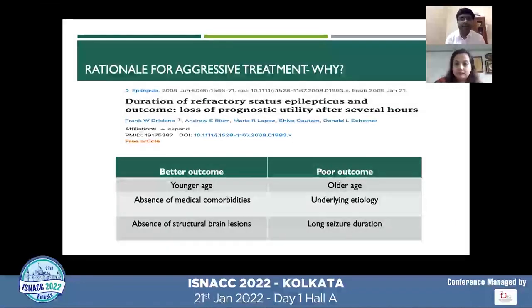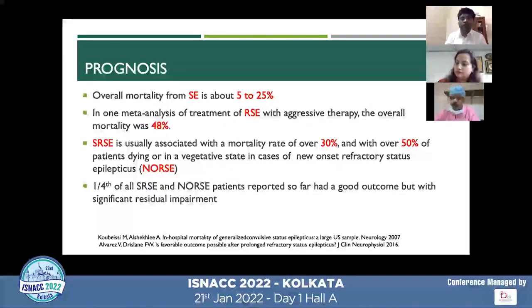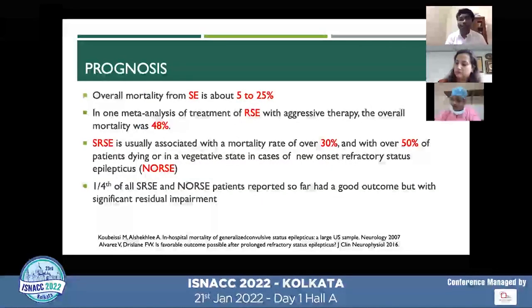One of the studies, conducted by Tristan et al. in 2009, found that there is a better outcome in younger patients who have an absence of any medical comorbidities, absence of structural brain lesions, and a seizure duration of less than 10 hours, that is, a short duration, as opposed to the poor outcome which has been found in older patients who have an underlying etiology and a longer seizure duration. So when you come to the prognosis, the overall mortality with status epilepticus is almost 25%, with almost 48% mortality with refractory status epilepticus, even with aggressive therapy.